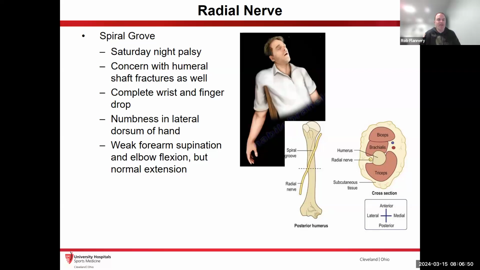Concern with humeral head, concern with humeral shaft fractures as well, so it can be damaged during that. Numbness in the lateral dorsum of the hand, and then they get very weak with forearm supination, elbow flexion, but have normal extension.